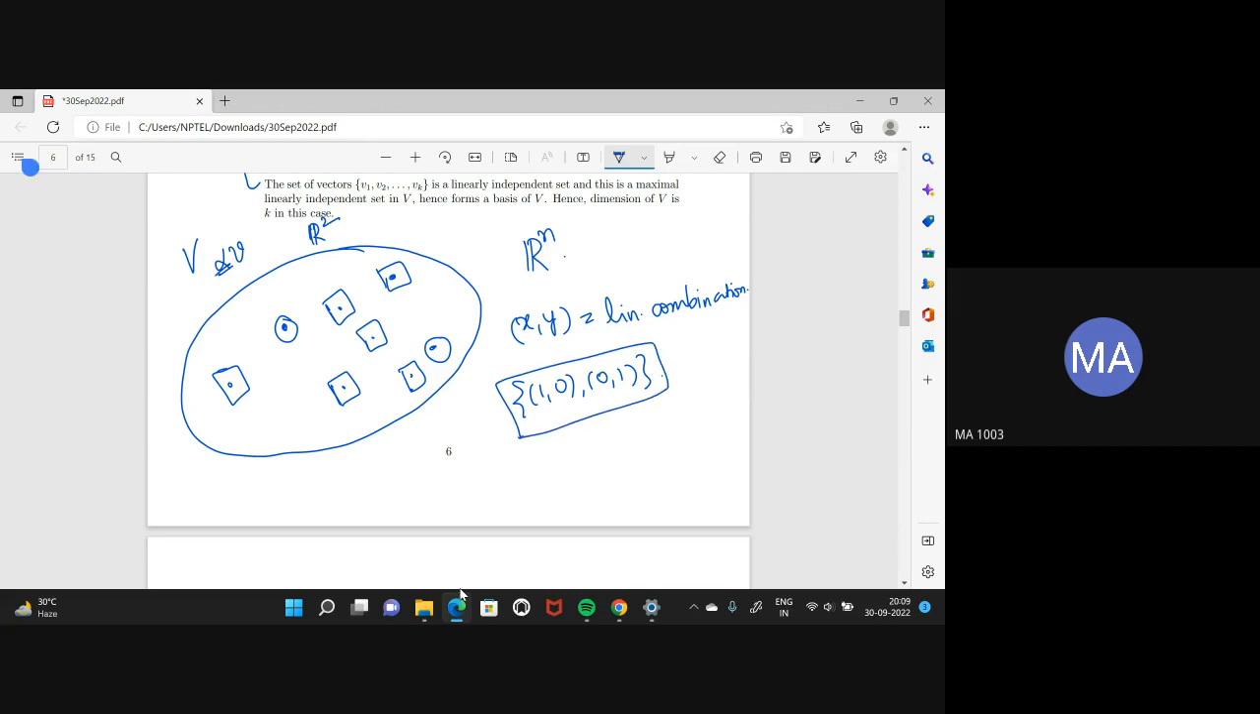Yes, ma'am, because I have X and Y. I can write any X, Y as X times 1, 0 plus Y times 0, 1. So if I know these two vectors, I know the entire R2, right? Yes, ma'am. So from infinitely many vectors, we have come down to just two vectors, which give information about all the other vectors, right? Yes.